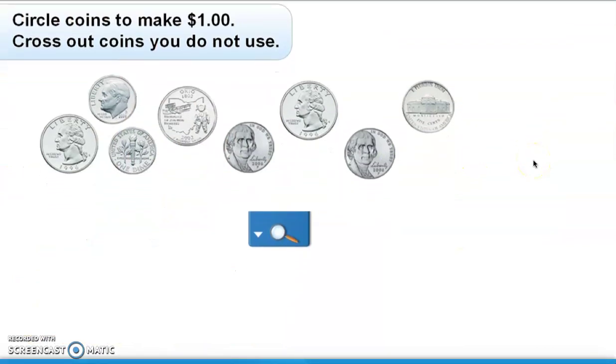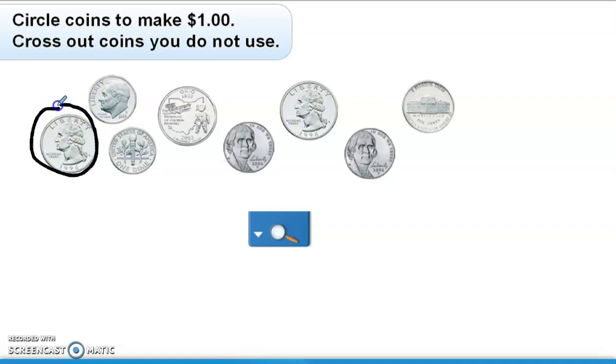For this problem, it says circle coins to make $1, cross out coins you do not use. So we're going to use some of these coins to make $1. I see 3 quarters, 2 dimes, and 3 nickels. So let's start with some quarters. We can actually use all 3 of the quarters that we have here. I'm going to use my little pen here, and I'm going to circle the 3 quarters.